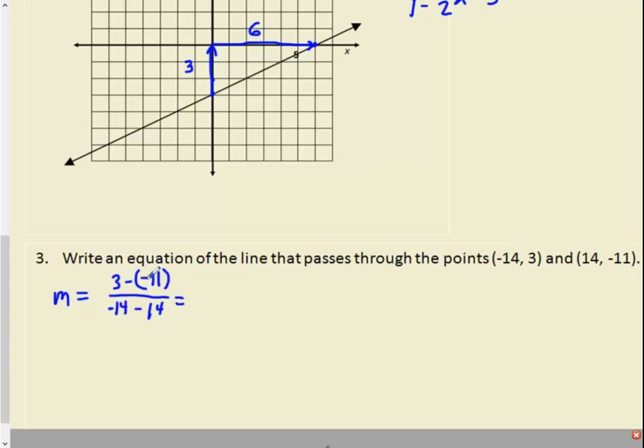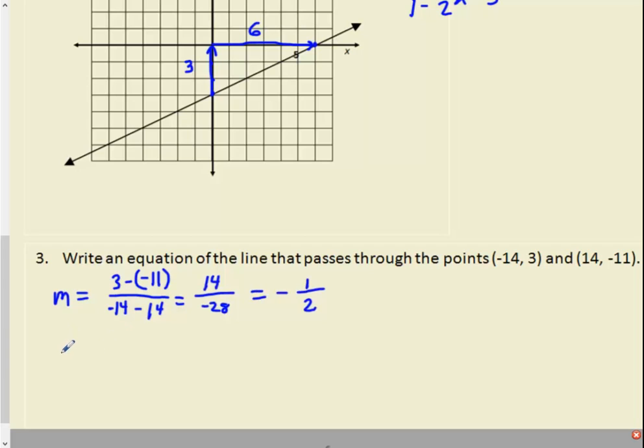So 3 minus -11 will give us 14. Remember, that's like adding a positive. And -14 minus 14 means we're going even more negative, which gives us -28. 14 over 28 will simplify to 1/2, and then because of the negative, remember we can put the negative either out front, in the denominator, or in the numerator. For slope, it's generally advisable, I would say, to put it in front. So our slope is -1/2.